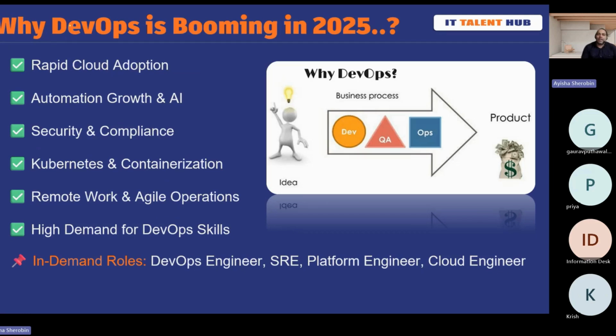And why is DevOps trending, or why is DevOps booming in 2025? This is the question. Nowadays, organizations are adopting cloud. In cloud, we have AWS, Azure, GCP, IBM, Oracle, Alibaba, Akamai Cloud. There are a lot of cloud platforms available, and most organizations are preferring AWS or Azure. So first preference is given to AWS, and second preference is given to Azure. And other than that, automation, as I mentioned.